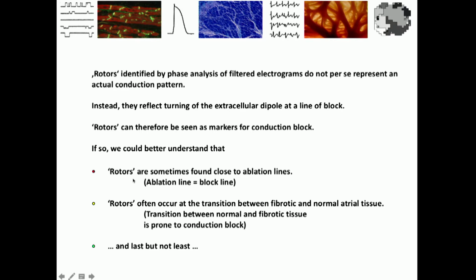We can understand now that rotors are sometimes found close to ablation lines. How would you otherwise understand? A rotor arm cannot go through an ablation line unless the ablation line is not really good. And we believe that Karl-Heinz knows very well what he is doing. It is because this is a conduction block line. This is why you see this rotor there.